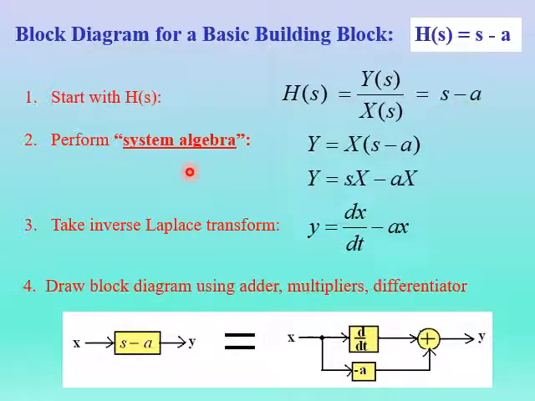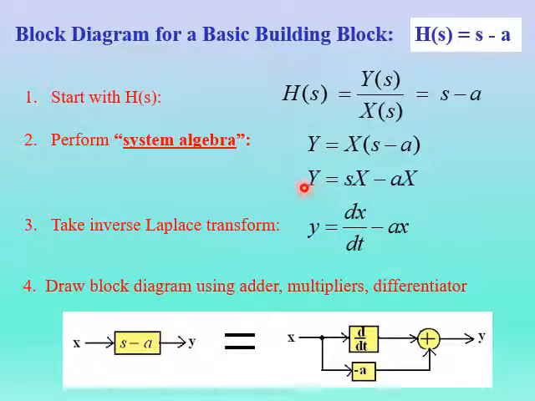So what we're going to do here is something called system algebra. The first thing we can do is multiply this term and the term on the right by uppercase X. So we end up with Y equals X times s minus a. We can then distribute the X inside the parentheses, and we get Y equals sX minus aX. At this point, we're ready. We can take the inverse Laplace transform of this expression to get a differential equation.